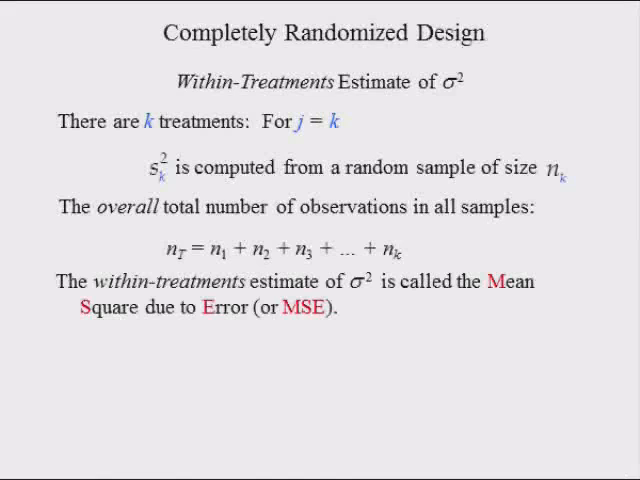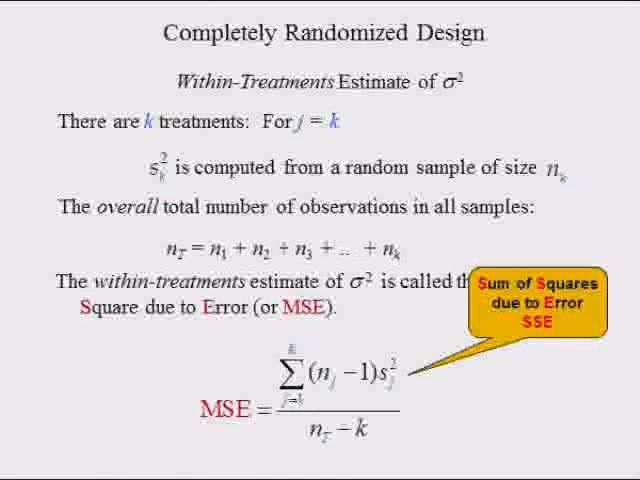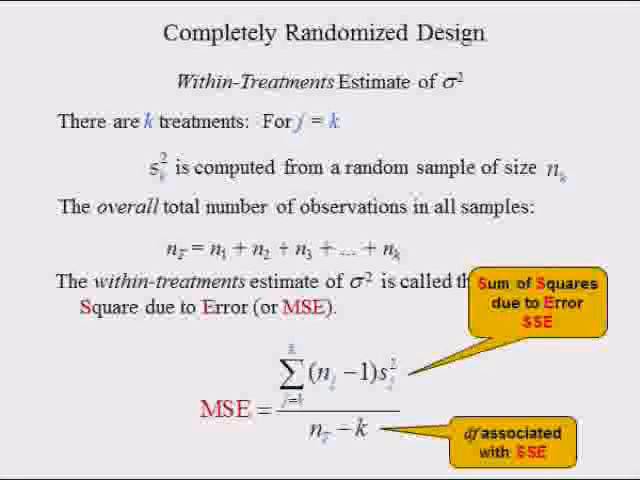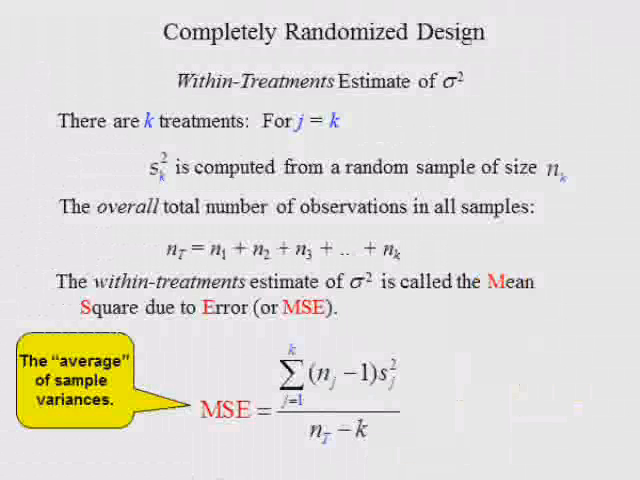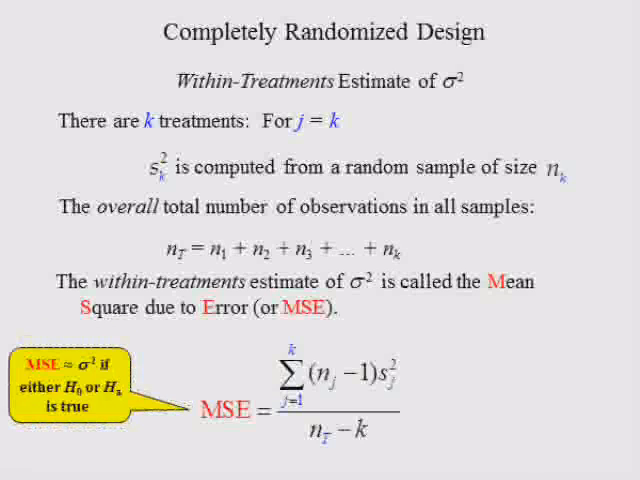The within treatment's estimate of sigma square is called the mean square due to error and is denoted MSE. Its numerator is called the sum of squares due to error, denoted SSE. Its denominator is called the degrees of freedom associated with the sum of squares due to error. Intuitively, the mean square due to error is a weighted average of sample variances. Hence, it is a good estimator of population variance sigma square if either the null hypothesis or the alternative hypothesis is true.